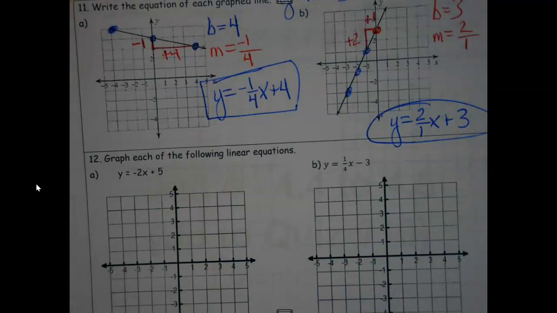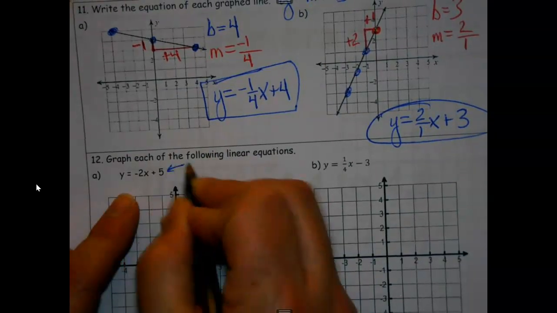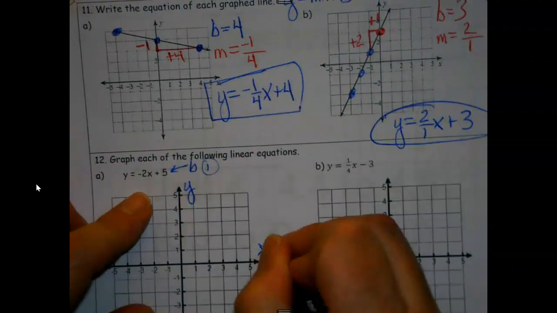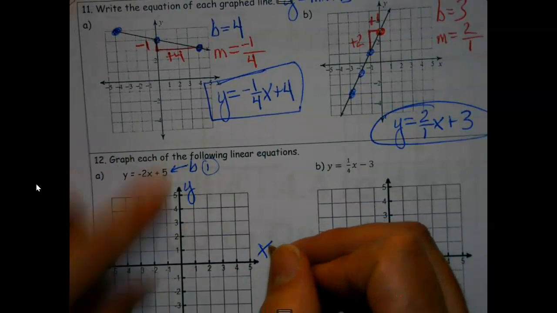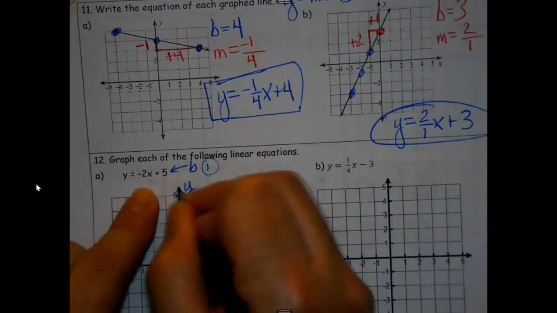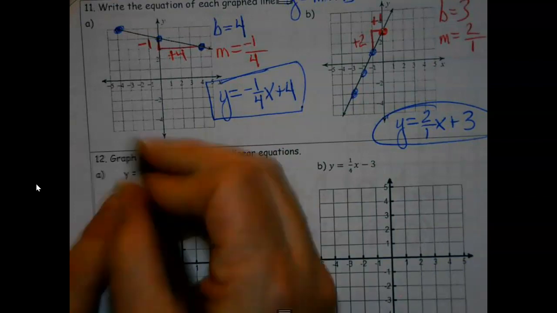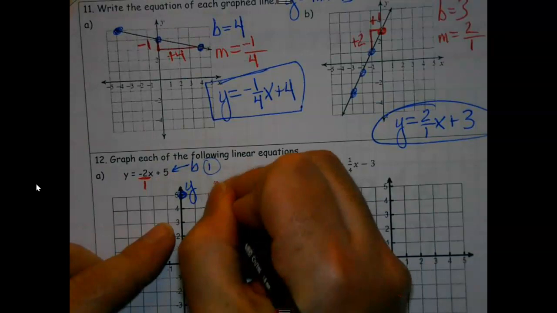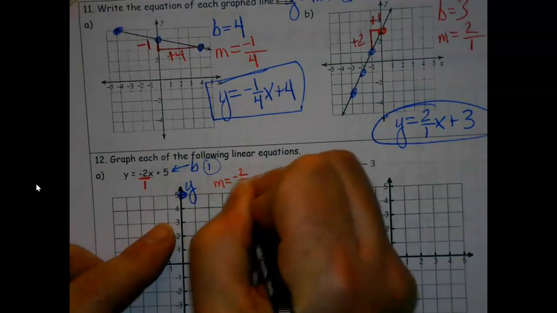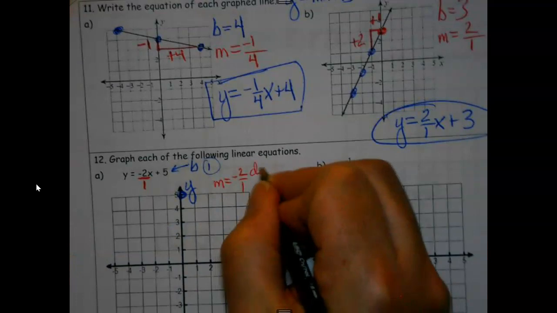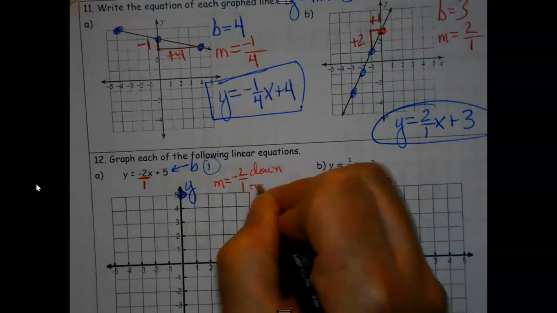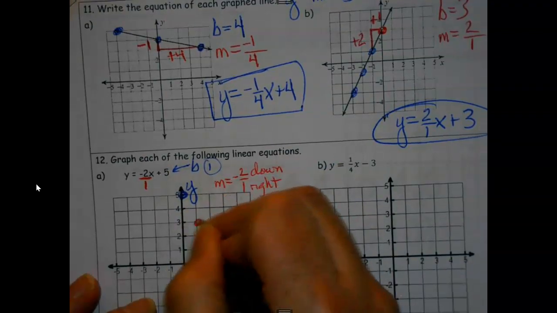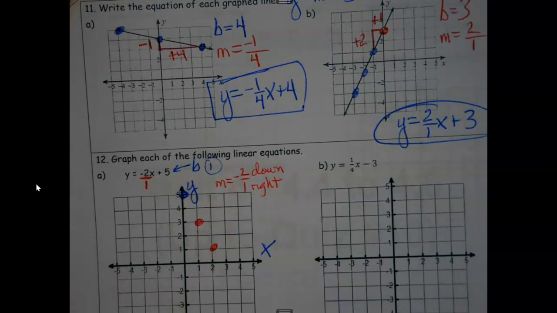Little basic line graphing in the next part. Again, there's my b. We always do that first. Here's my y-axis. So I go to 5, put me a point. My slope is negative 2 over 1. So I'm going to go down 2, because that's the negative. And I'm going to go right 1. I'll do this a couple of times just to make sure things are looking good.